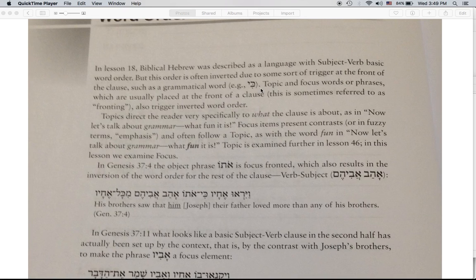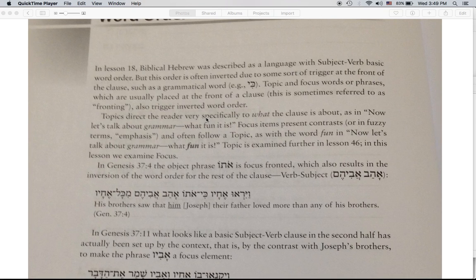Another thing that can cause the word order to change is topic and focus words or phrases, which are usually placed at the front of a clause. This is sometimes referred to as fronting because the word or phrase is moved to the front. This fronting also triggers inverted word order. So when something is moved to the front of a clause in order to emphasize it, the verb and subject move from their usual subject-verb order to verb-subject order.